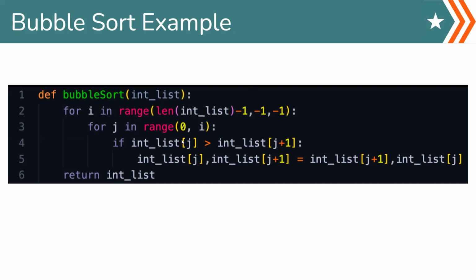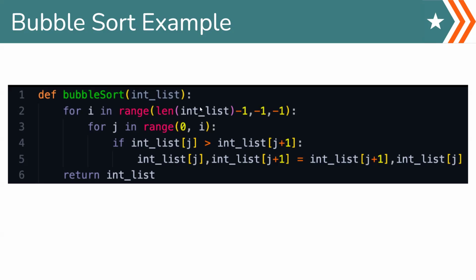Then the inner for loop, for j in range of 0 to i. Why do we do it to i? Well, as I mentioned before, with bubble sort, as you run through every iteration, one of the numbers should be completely sorted and in its place. So by the time the first iteration is done, there's no reason to touch that last index again. So we want to go in range of i.